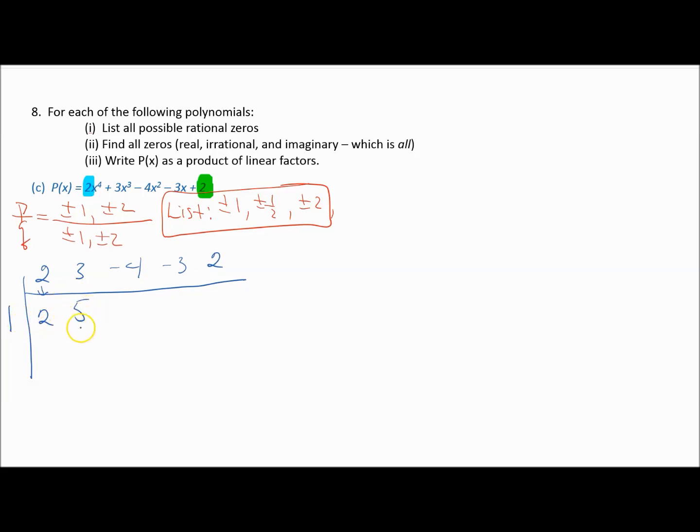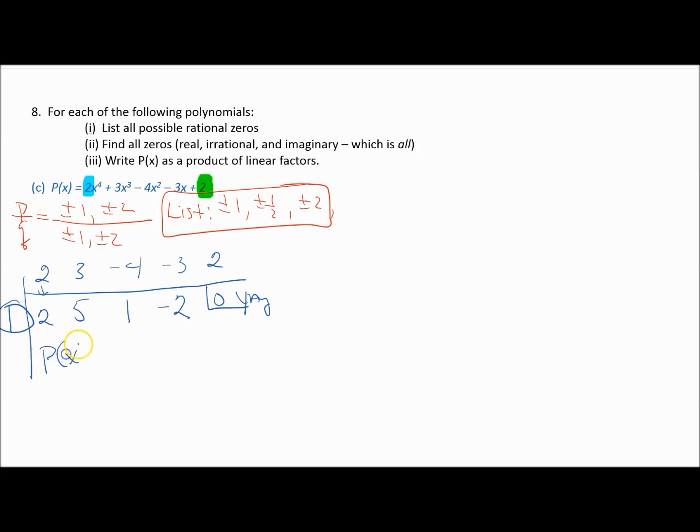1 times 5 is 5, plus -4 is 1. 1 times 1 is 1. 1 plus -3 is -2. And then 1 times -2 is -2, plus 2 is 0. So this is great. Right off the bat, we found our first 0. Okay? That means you stop and you rewrite your polynomial.